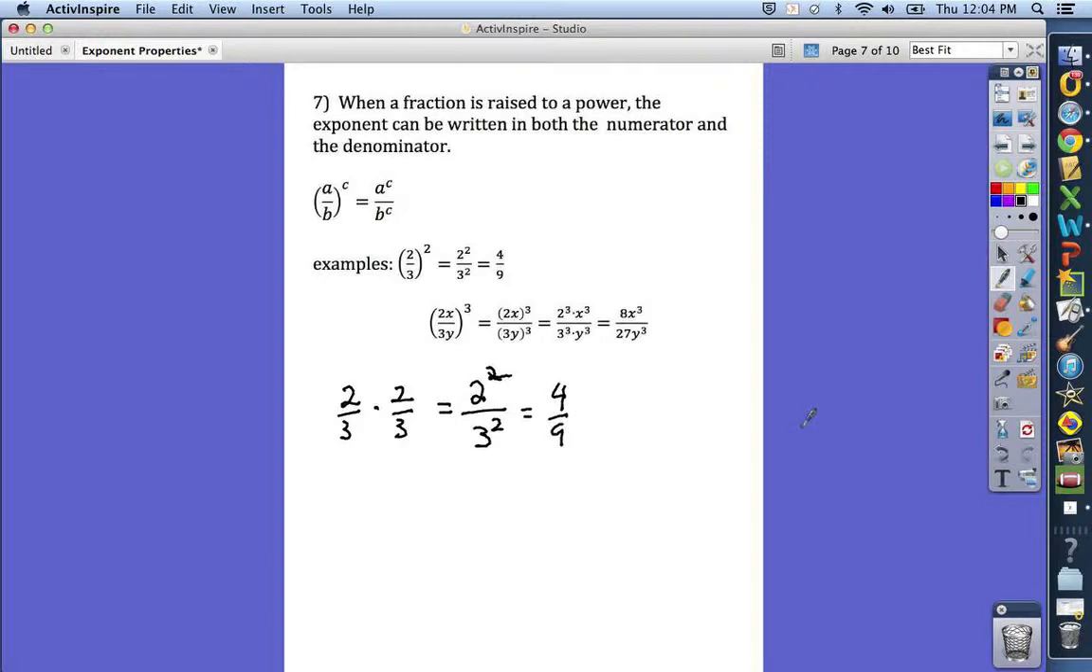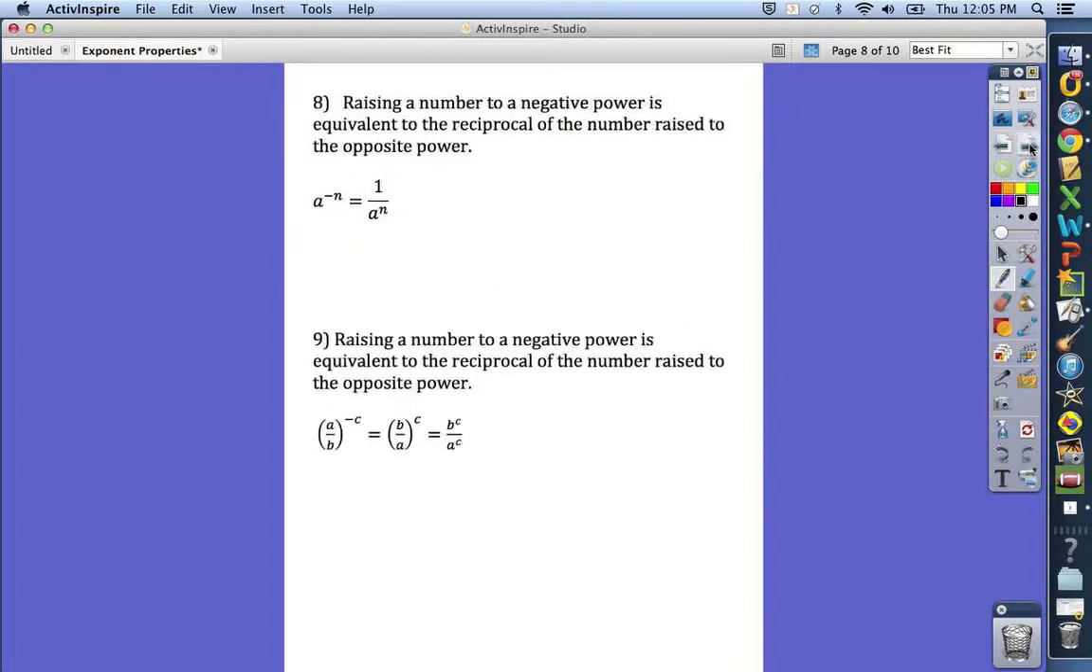Going over here to the second example, 2x to the third power over 3y to the third power would mean we'd take the quantity 2x raised to the third power. Following the property that we did previously, that would mean take the 3, which is the exponent, and deliver it to the 2 and to the x. So we have 2 to the third times x to the third. And we could also take the 3 from the 3y and make it 3 to the third times y to the third. Simplifying, 2 to the third power is 8, and 3 to the third is 27, giving you a final answer of 8x to the third over 27y to the third.